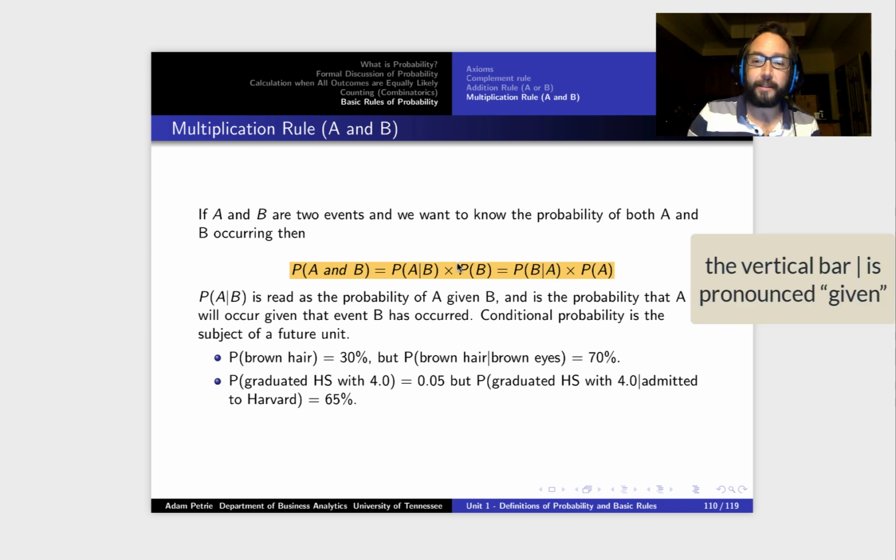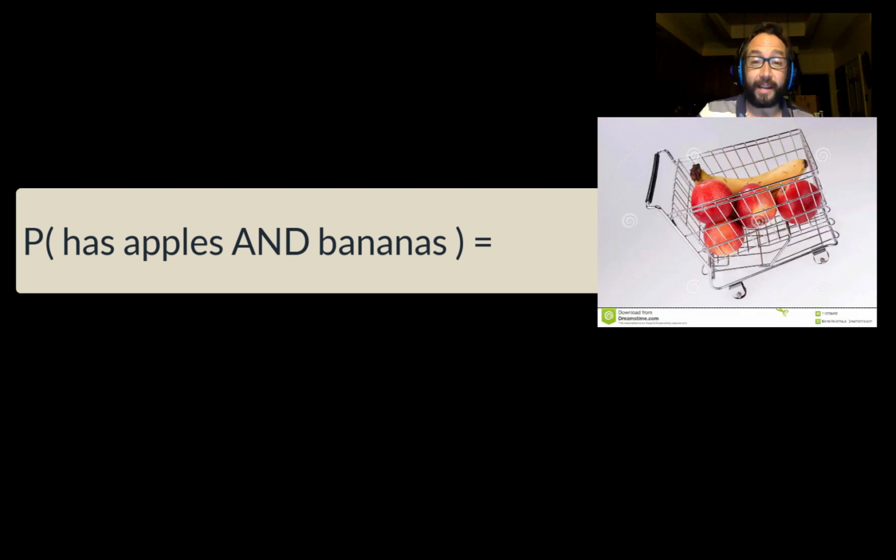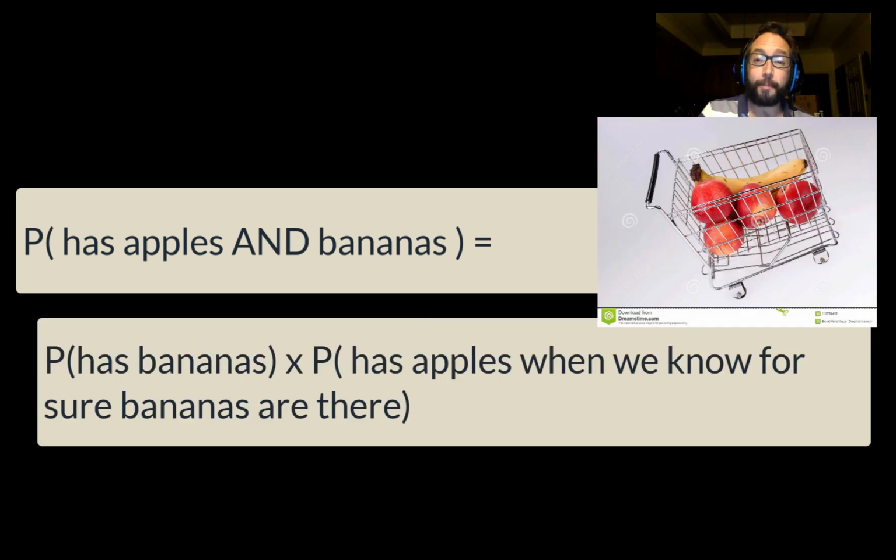And the way that we translate this back into English is that this would be read as the probability of A given B. In other words, we know event B occurred. With that knowledge, what's the probability that A occurs? So to put this in a little bit of context, we might want to know, well, what's the probability a shopper is going to have apples and bananas at checkout? Well, that would be the probability that they have bananas times the probability that, given bananas are in the cart, they have apples. And we can flip what A and B are. We still get the same formula out. We'll revisit this in much greater depth at a later time.